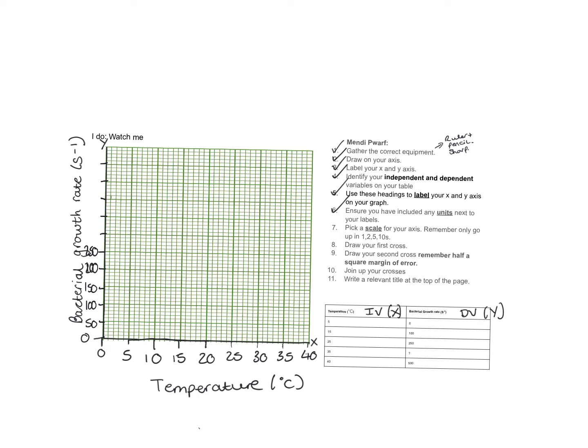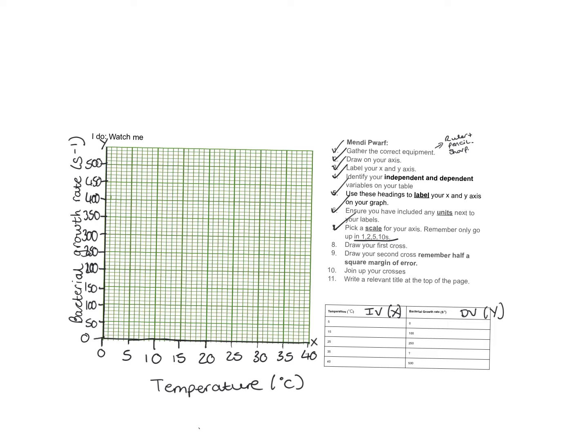Okay, so thinking about your scales and remembering that you can only go up in 1s, 2s, 5s or 10s or multiples of those numbers. So no 4s, no 3s, okay? Those numbers are really important, okay?